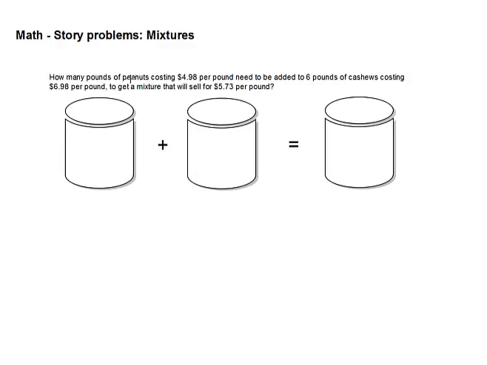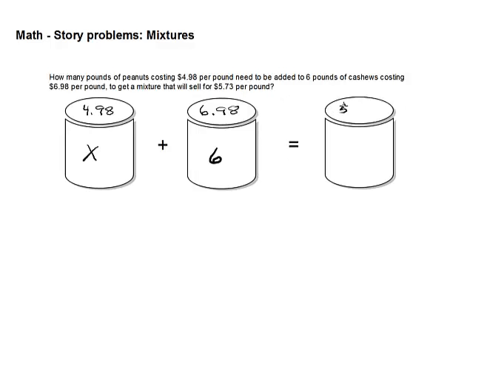So where it says how many pounds of peanuts, that means we don't know. So in this first one will be our peanuts, and we don't know how many pounds, so we're just going to put X. We do know the price is $4.98 for the peanuts. And then the second one we're going to add, where it says added, this will be the second one. We know there's 6 pounds of cashews, so we'll put the 6 down here, and they cost $6.98.